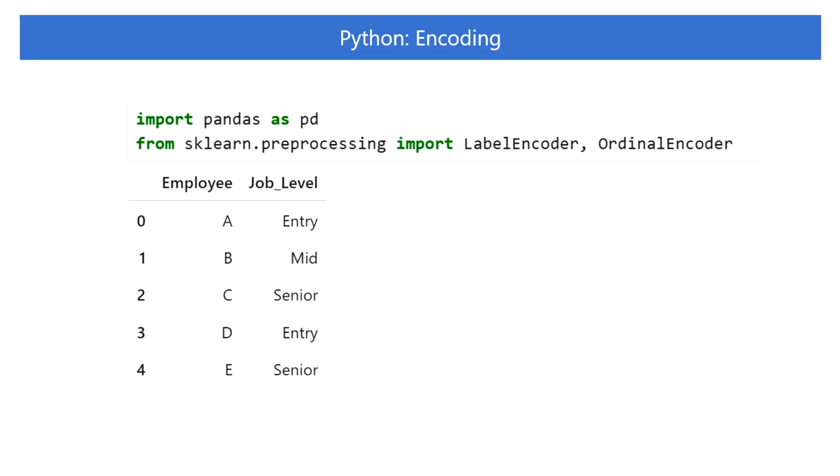As examples of encoding, we use this dataset we saw in the previous slides. Using this dataset, we apply min-max scaling and standardization to the column named experience.